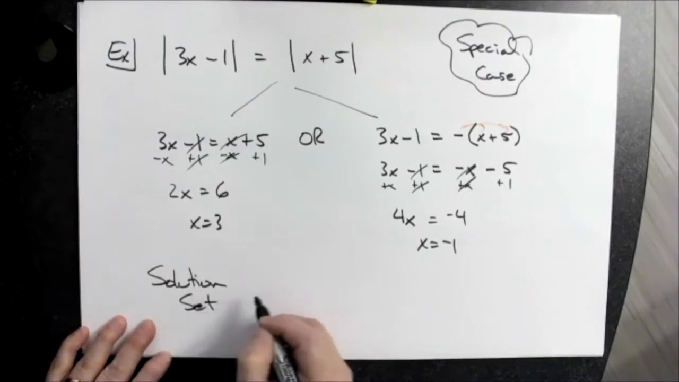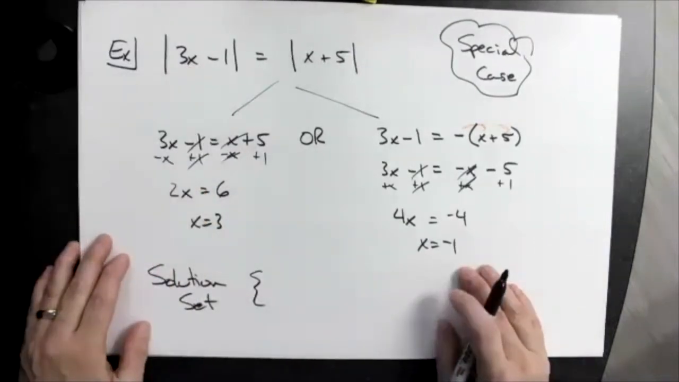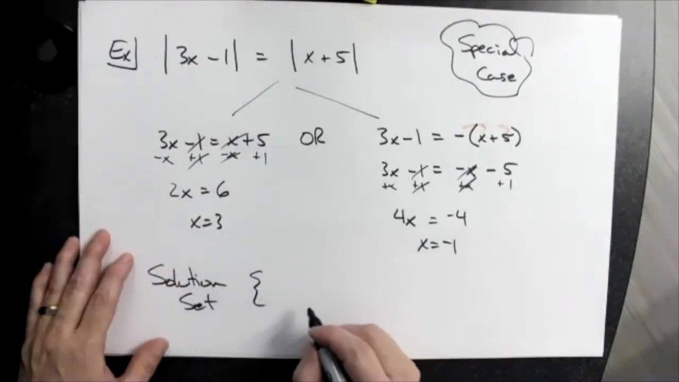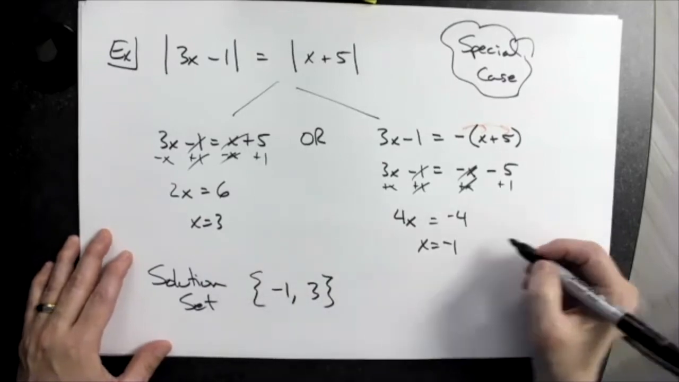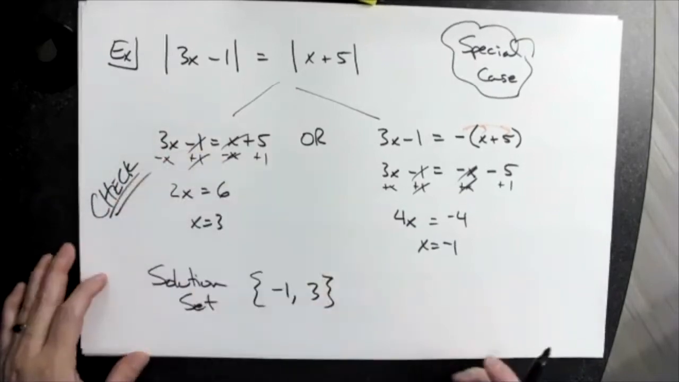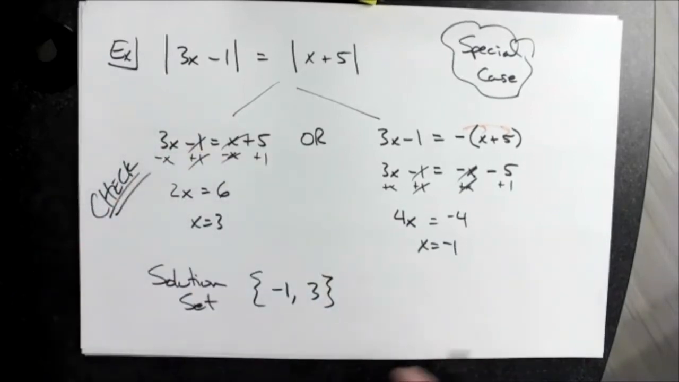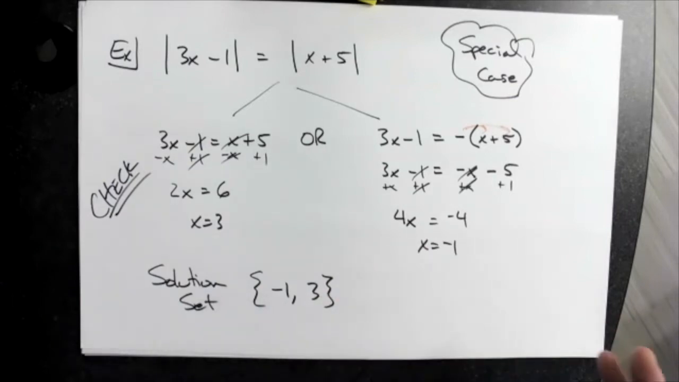Probably before you write your solution set, you should plug them both back in and check. All right, I'm almost positive they both work. So negative 1, 3. We'll just write "check" over here to remind you, you should always check. If one of them does not work, it's called an extraneous root and you can throw it out.